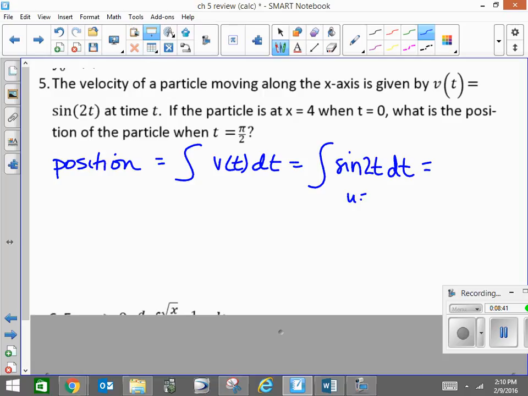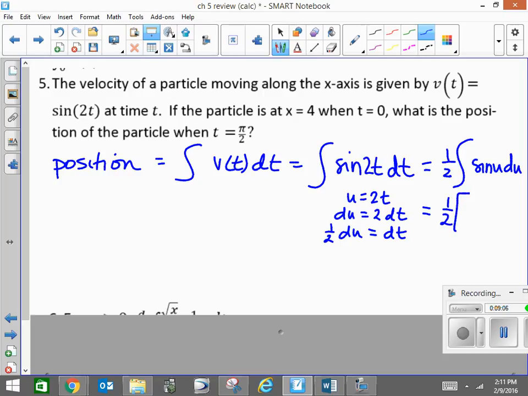U is 2t, so du is 2 dt, and 1/2 du equals dt. So this is 1/2 sine of u du. So my antiderivative is what? 1/2 negative cosine of, we might as well put our 2t in right now, plus c.